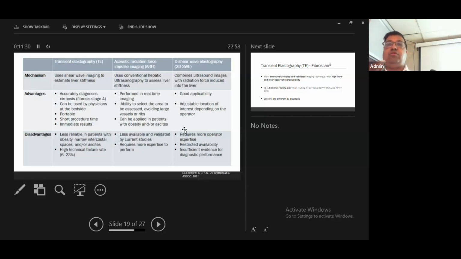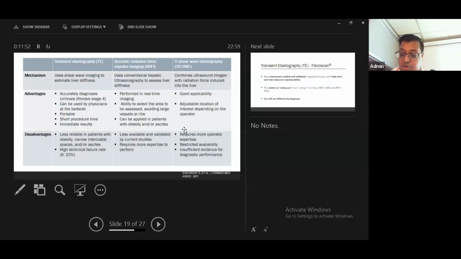FibroScan. So for that we can use ARFI, in which we use ultrasound, so we can see the morphology also, and we can localize the site from where we are assessing the disease process. But these two methods are not very well validated and not used commonly.